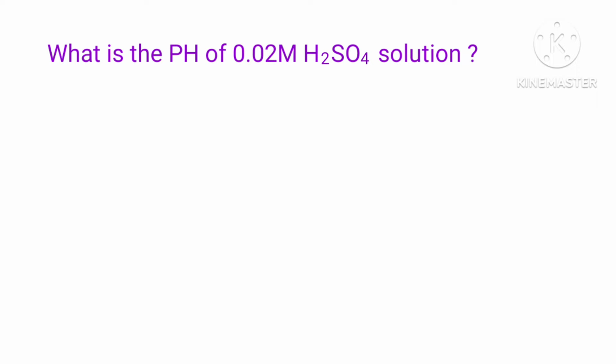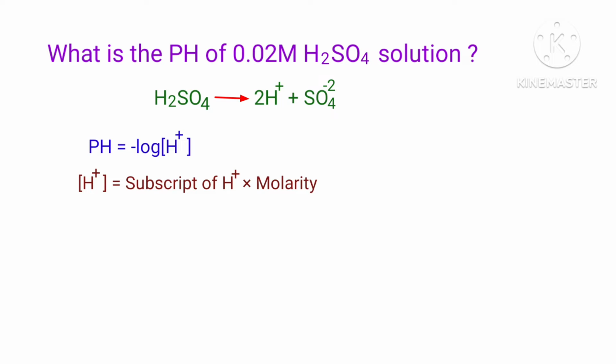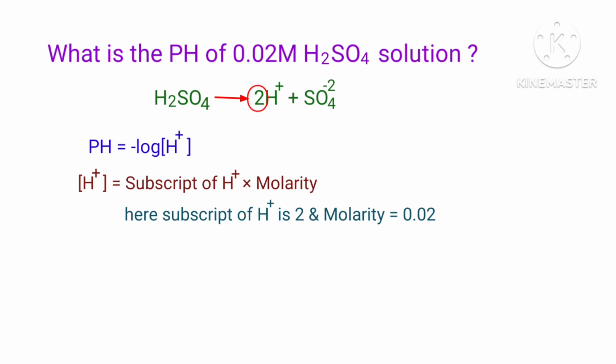What is the pH of 0.02 molarity of H2SO4 solution? H2SO4 gives us 2H+ and SO4 2-. pH is equal to minus log of the concentration of H+. The concentration of H+ is equal to the subscript of H+ times the molarity. Here the subscript of H+ is 2 and the molarity is 0.02.